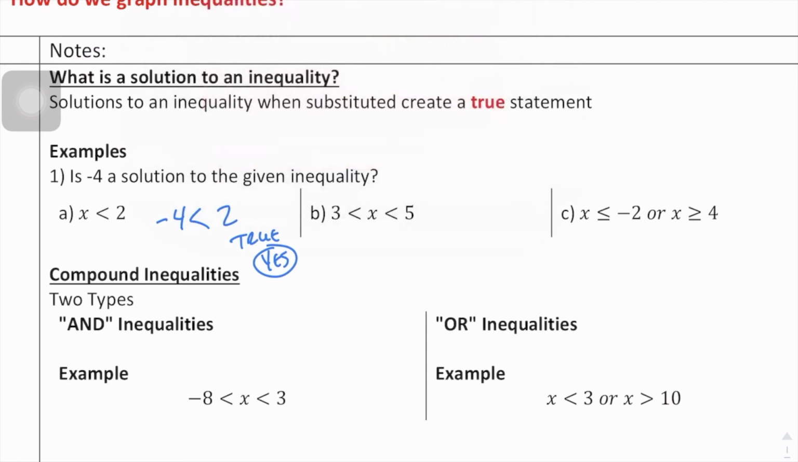All right, next one. Now this statement is a between statement. So is 3 less than x and is x less than 5? So is 3 less than -4 and is it less than 5? The answer is no, that's false. So it's not a solution.